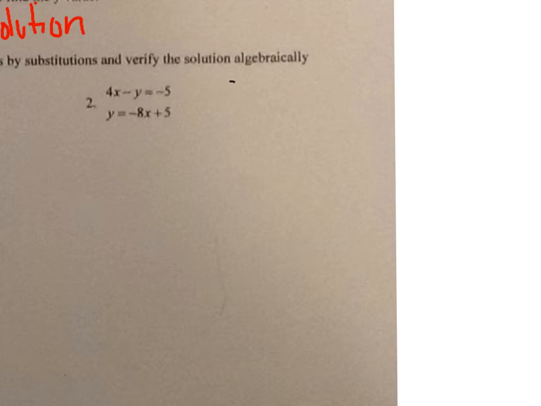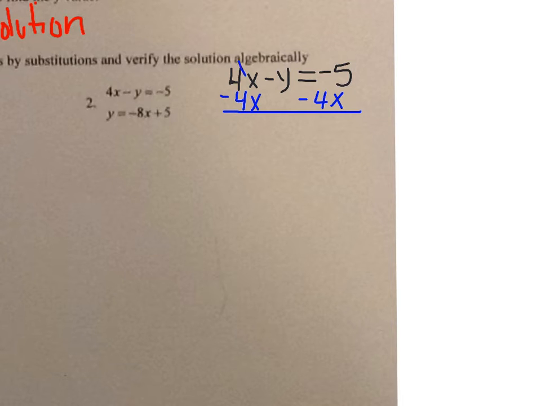So 4x minus y equals negative 5. So I want to solve for y. I want to get y all by itself. So I'm going to minus 4x from both sides. So 4x minus 4x is 0. So be careful of the sign here. All right? It's negative y, it's negative 1y, equals negative 4x minus 5. Remember, you can't add them. They're not like terms. And notice I put the x first.